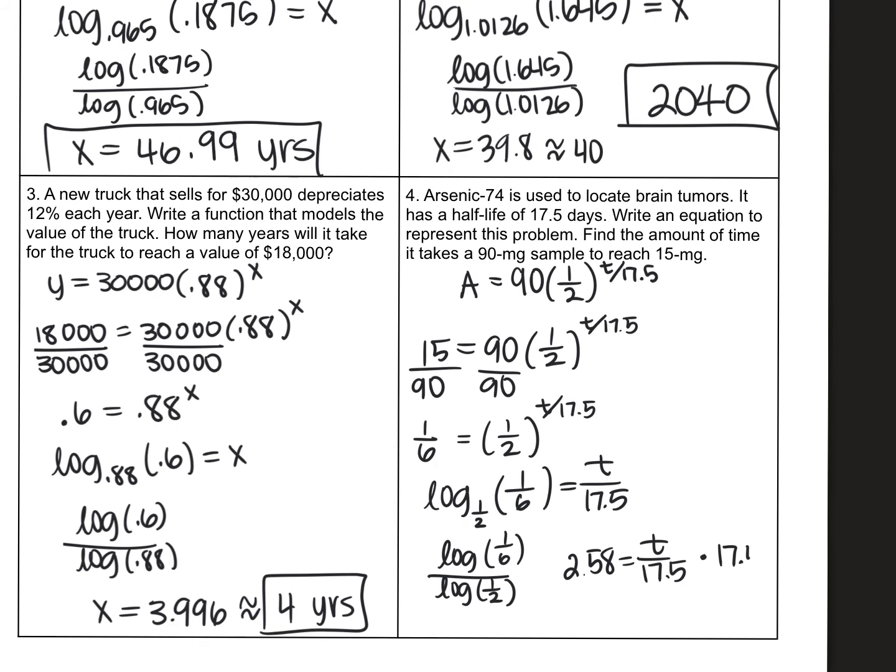And our last step is to multiply both sides by 17.5. So we're going to get T equals 45.24. And in this case, our units are days. So for half-life, you want to make sure you're always using the units that are provided in your problem. So half-life can have any measurement of time: hours, minutes, days, years, months, whatever it may be.